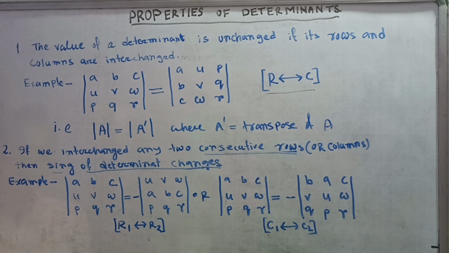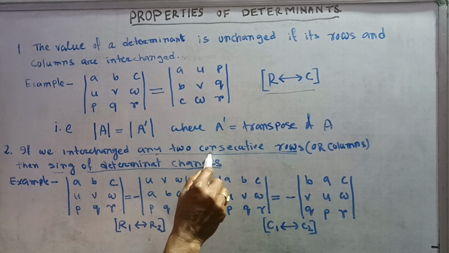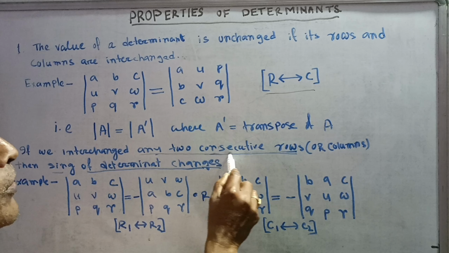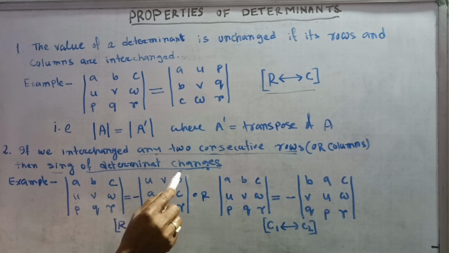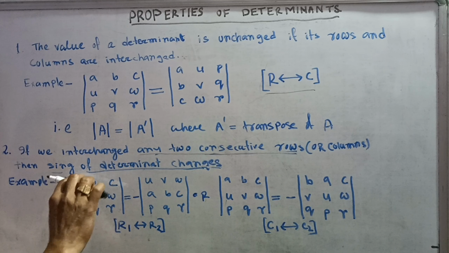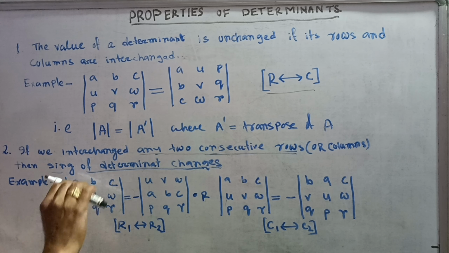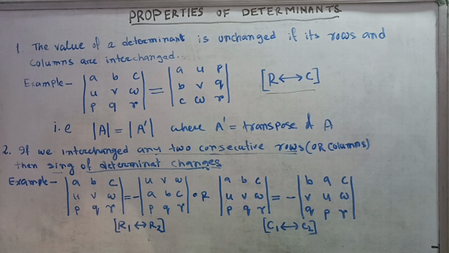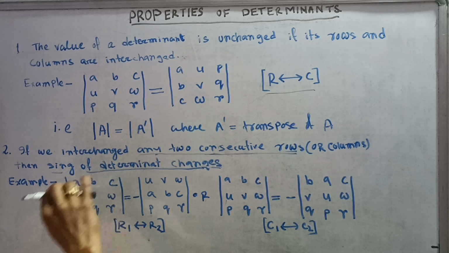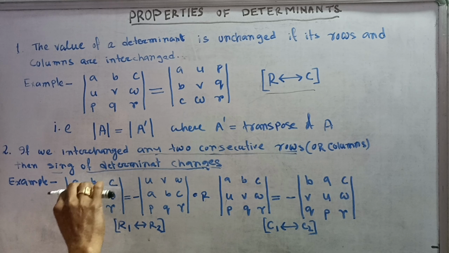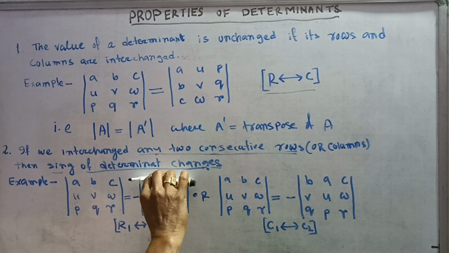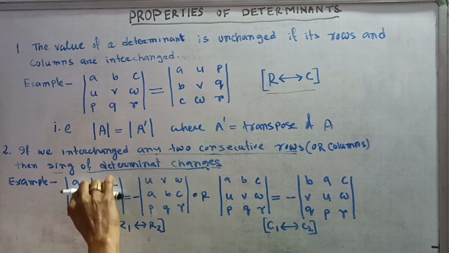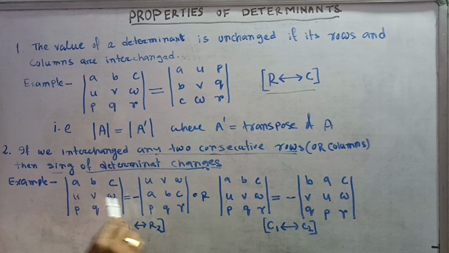Property number 2: if we interchange any two consecutive rows or consecutive columns, then the sign of the determinant changes. Here we have taken the same determinant, and these are known as rows. We take two consecutive rows. We can interchange these. This comes here and this comes here. That is, if we change two rows, then we get a minus sign.